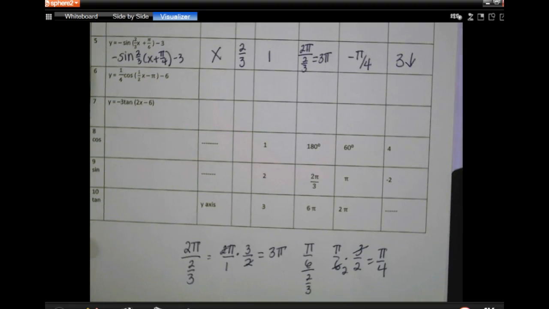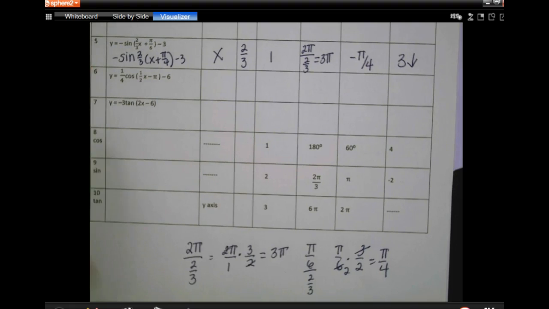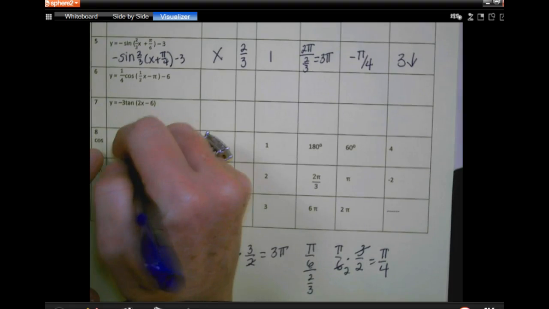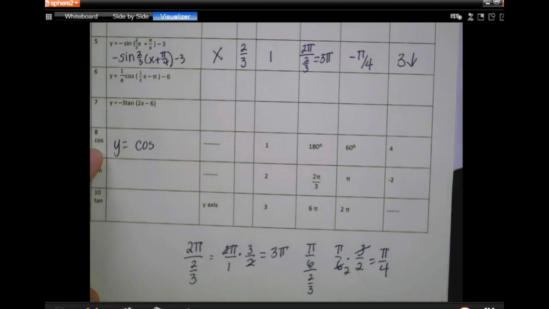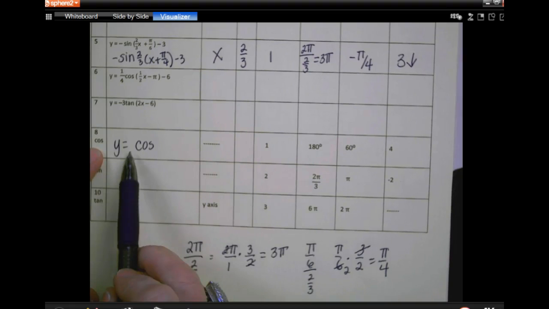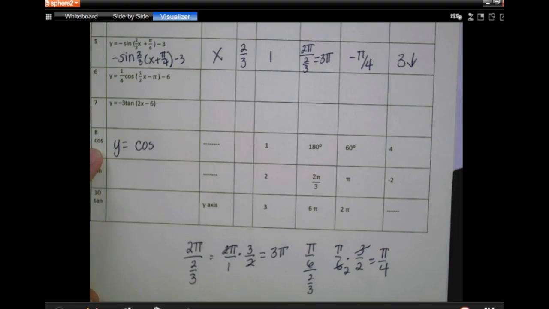Okay, so I'm going to skip down and I'm going to write the equations now. On number 8, it says it's cosine. So I'm going to have a cosine. So do I have an amplitude? That's the number in front. It's 1. Do I have to write a 1? Do I have a reflection? Okay, so it's all positive.